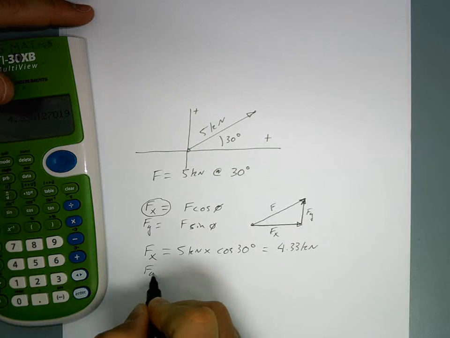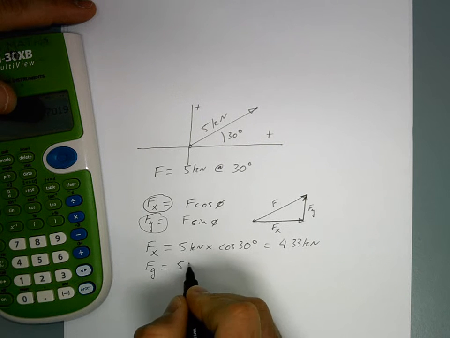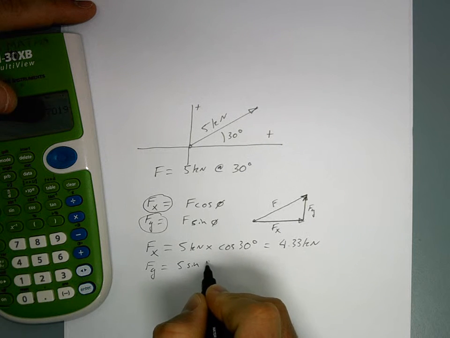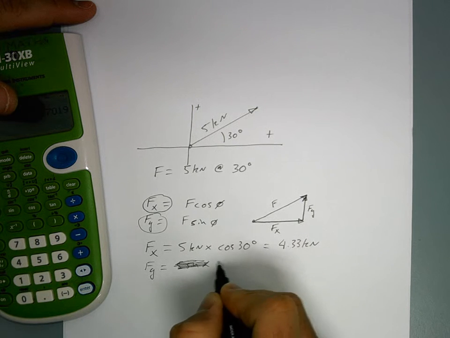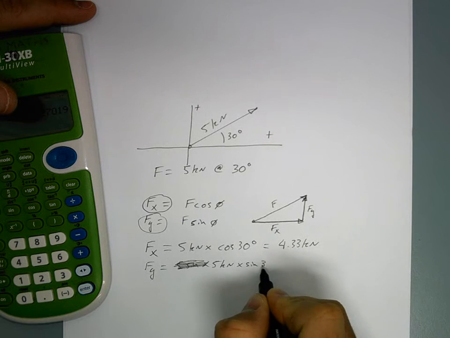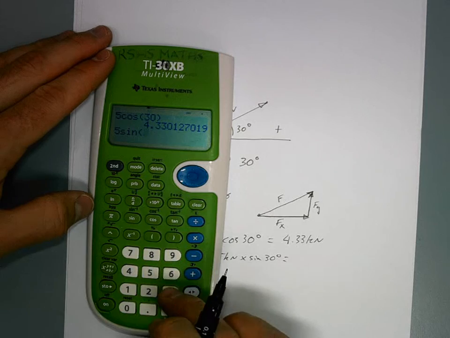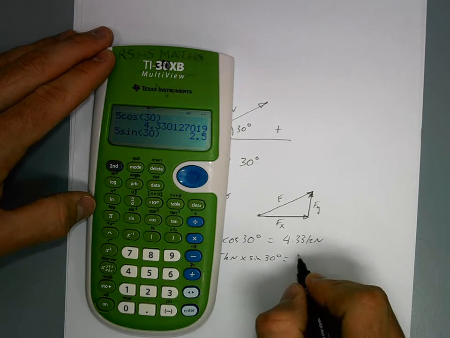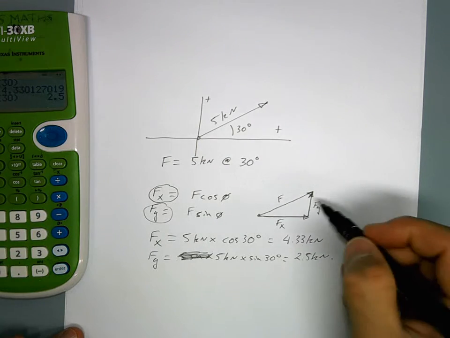To find the force in the y direction, we use this equation. So 5 kilonewtons times the sine of 30 degrees. So we get 2.5 kilonewtons.